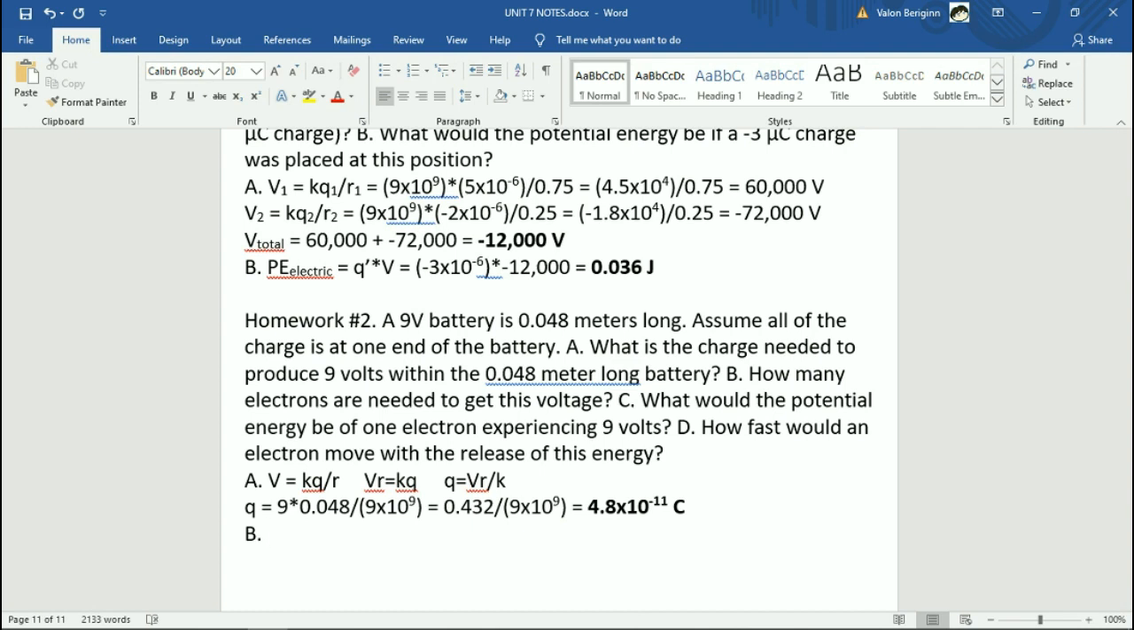Okay, B: how many electrons are needed to get this voltage? We have the charge that we need. So how many electrons is that, when we know what the charge of one electron is? All we have to do here is take that charge and divide it by the charge of one electron.